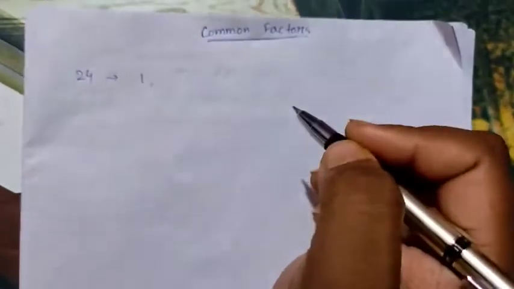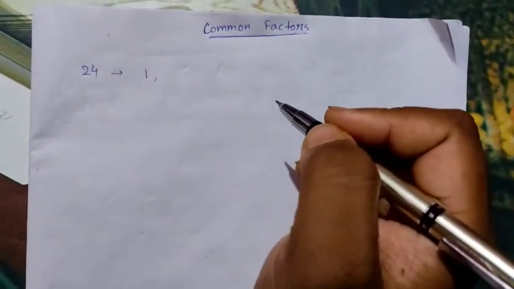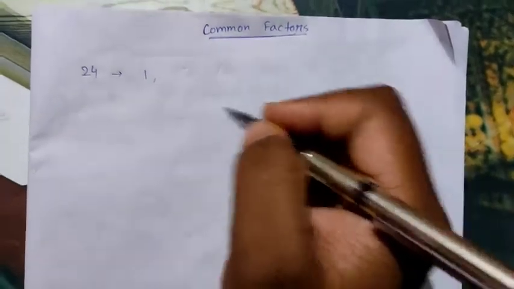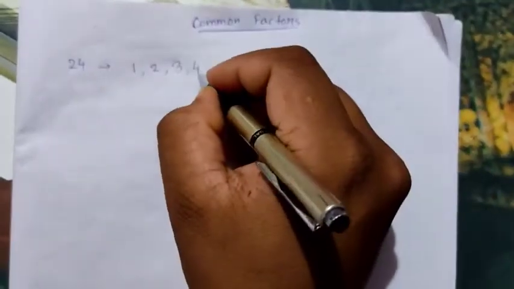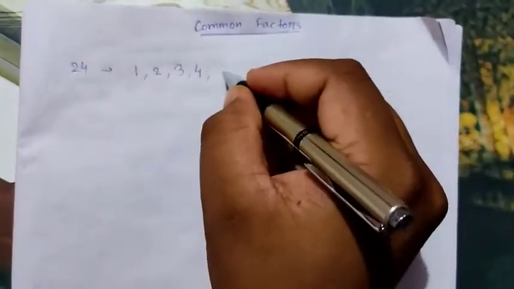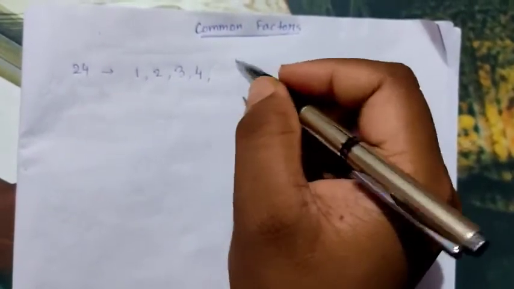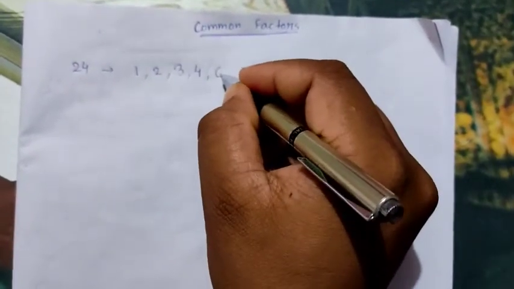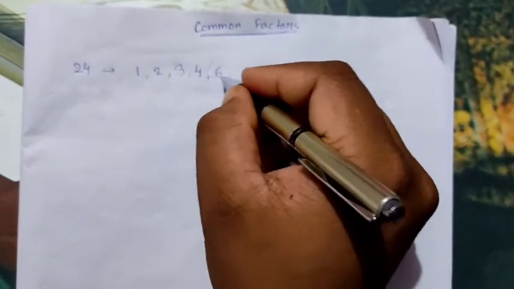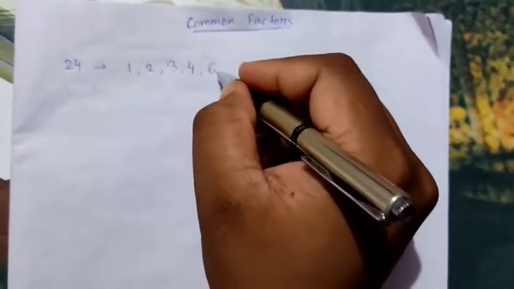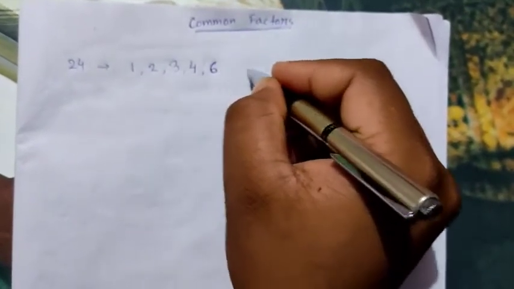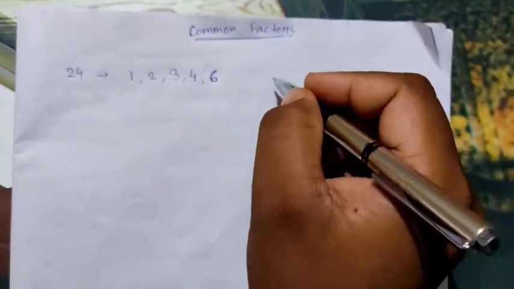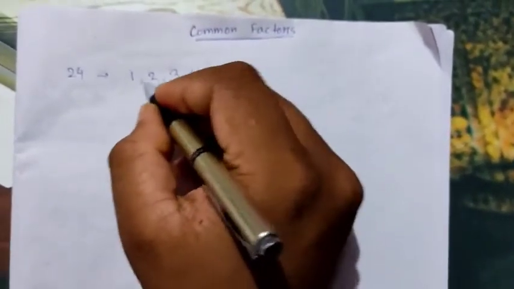So, definitely 1 is a factor of 24, and 1 is a factor of every number. Then 2 12s are 24, 3 8s are 24, 4 6s are 24. Then 5 doesn't divide, so 5 is not a factor. Then we come to 6. When we get the pair of an already written digit, that is 4 6s are 24, we have come up to 6. Then no other extra factors will come unless they are the pairs of the written digits.